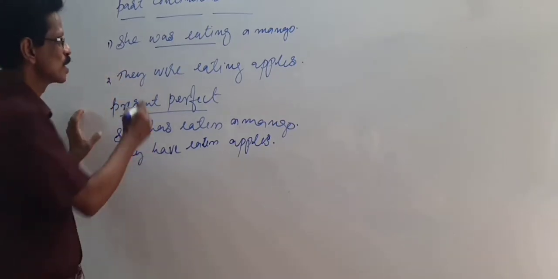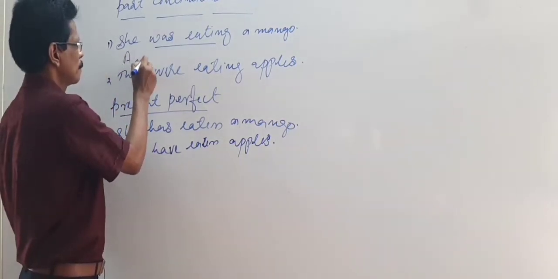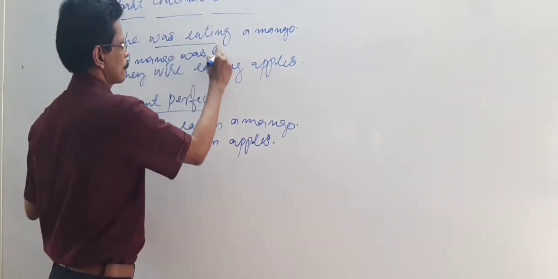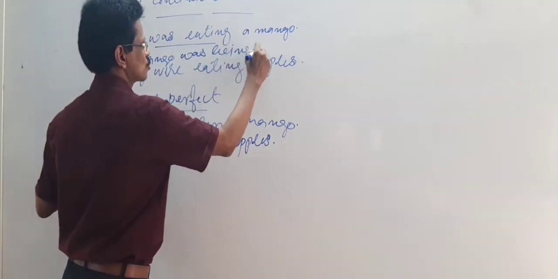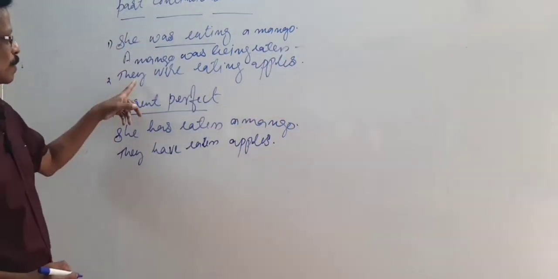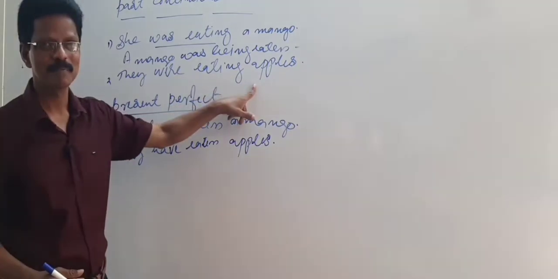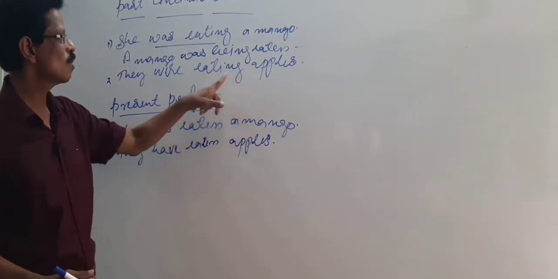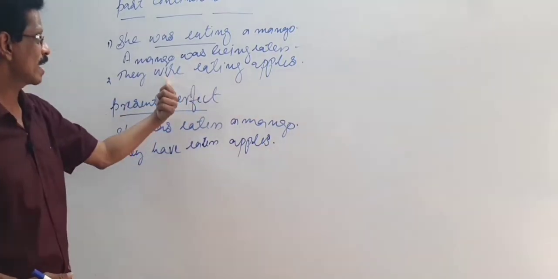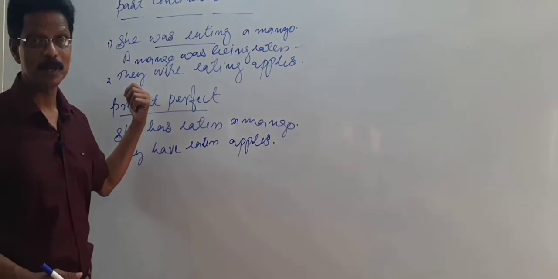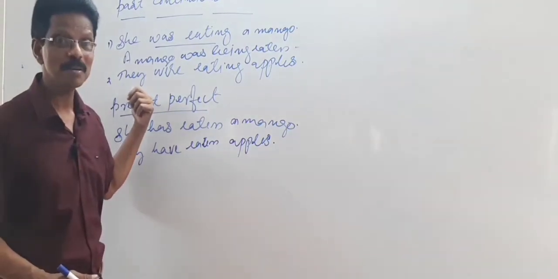Is it clear to you? A mango was being eaten by her. Okay? Other example: they were eating apples. So, apples were being eaten by them.